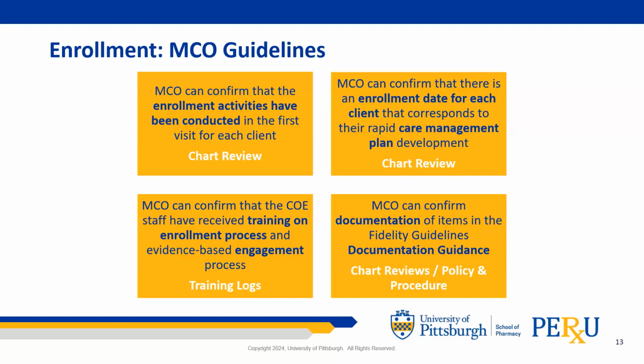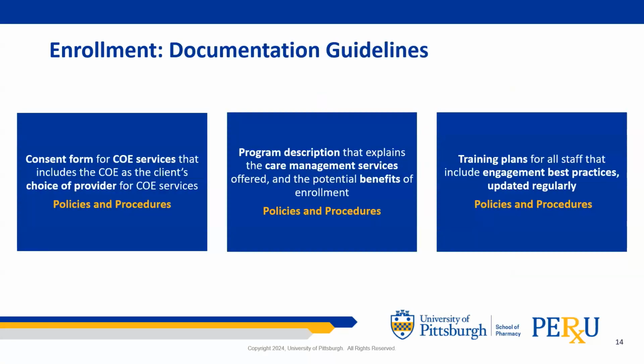MCOs can confirm through submission of training logs that the COE staff have received training on enrollment processes and evidence-based engagement processes. The last MCO monitoring item in the enrollment section is that through chart review and/or a review of COE's policies and procedures, MCOs can confirm the documentation of items related to enrollment outlined in the Fidelity Guidelines documentation guidance. There are 3 items related to enrollment that should be a part of the COE's policies and procedures.